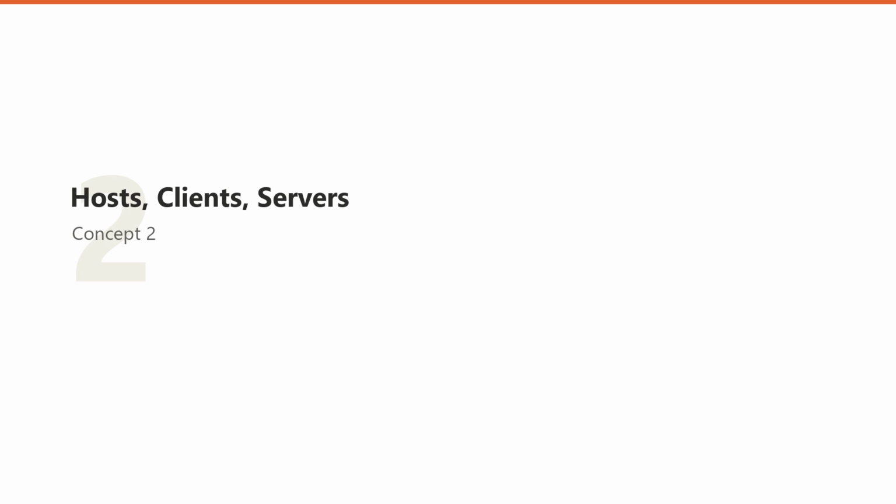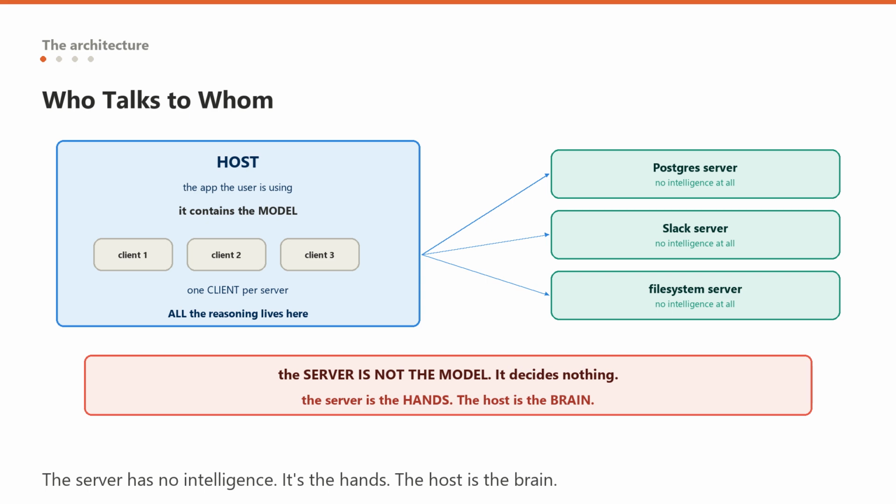Concept 2. The 3 roles and the one people get backwards. 3 roles, and the naming trips people up. So let us be precise. The host is the application the user is actually using, a desktop assistant, an IDE, an agent. It contains the model, and it is in charge. The server is a small program that exposes some capability, a Postgres server, a Slack server, a file system server. It knows how to do one thing well, and it knows nothing about AI. And the client is the connector inside the host that speaks MCP to exactly one server. So a host running 3 servers has 3 clients, 1 per server.